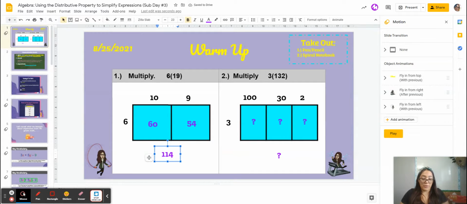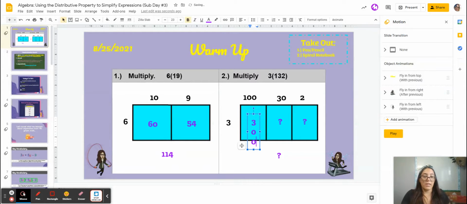Okay, so I'm curious how many of you actually did that using the area model and how many of you did that traditional multiplication algorithm. There's nothing wrong with either method. It's just I wanted you to try something different. Okay, same thing here. We can multiply, find the partial products. So we'd get 300.